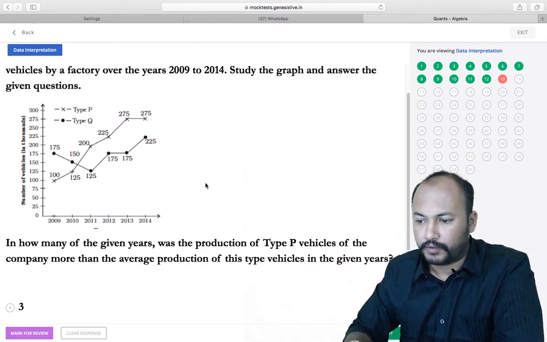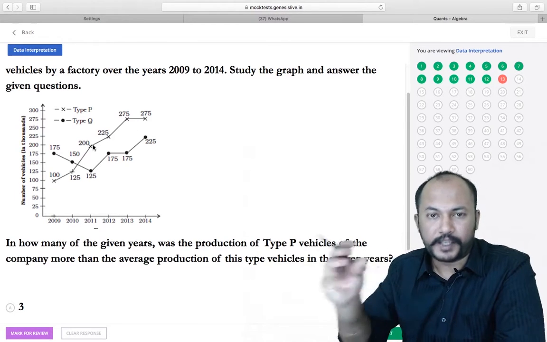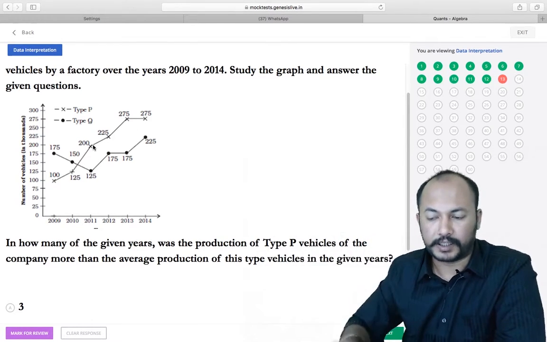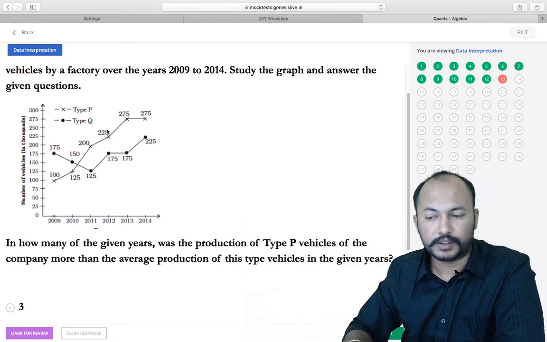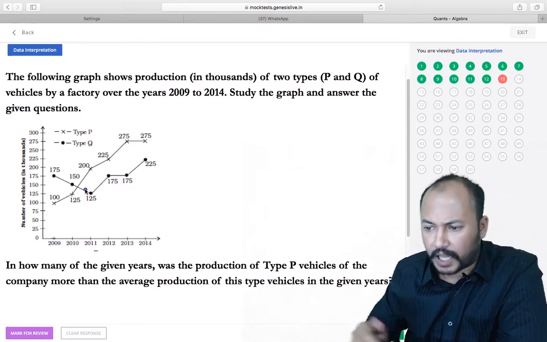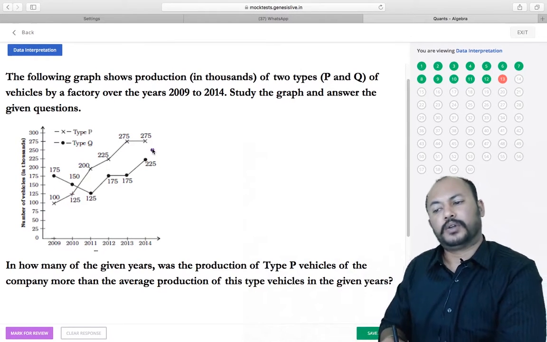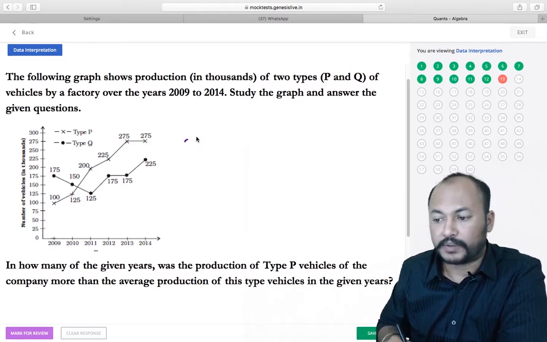All right. Our focus area is only type P now. What we have to identify is, first find the average and then find out in how many years the production values are higher than the average. That's all. So how will we calculate the average? Now 200, 125, 100 and all that. I will not go with the normal method, I'll go with the deviation method.